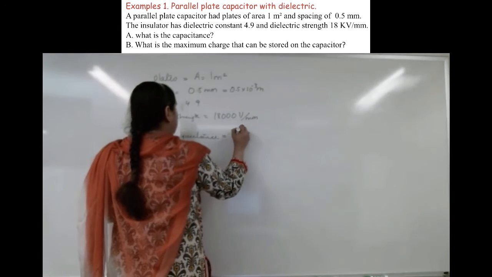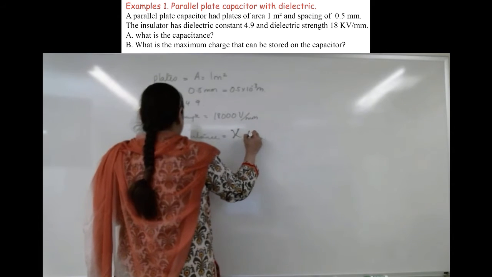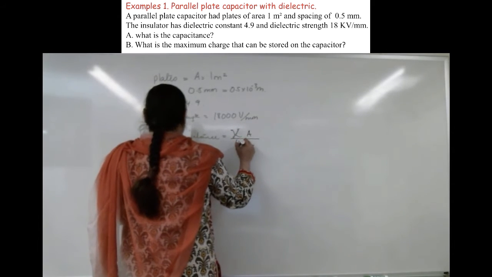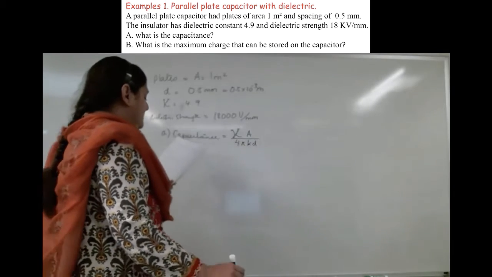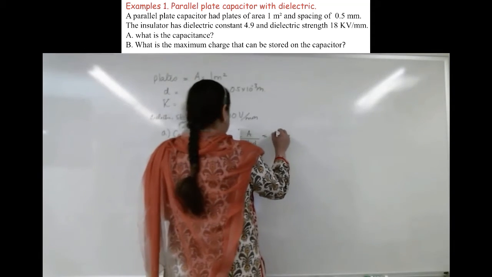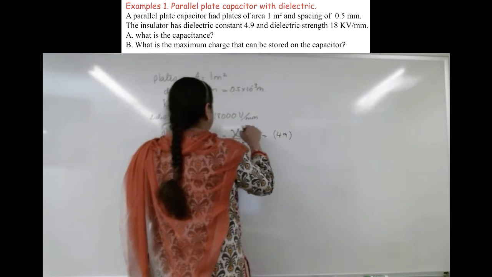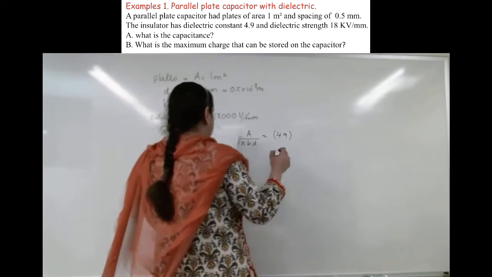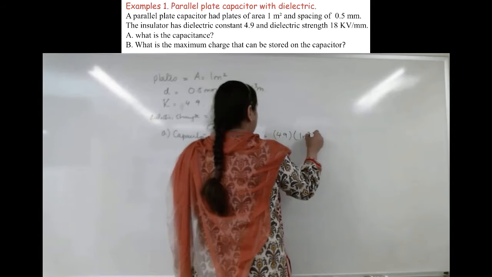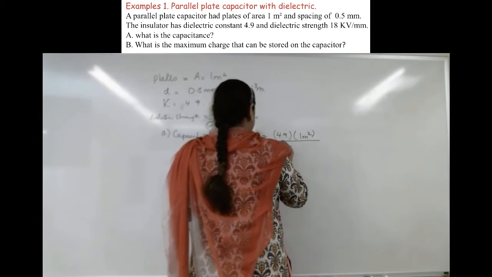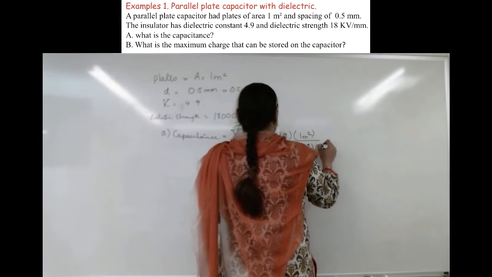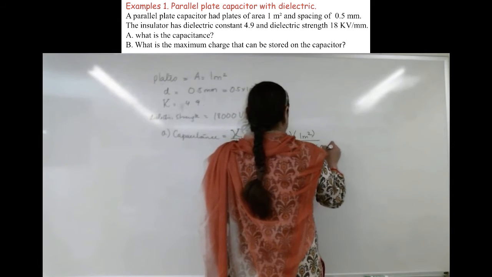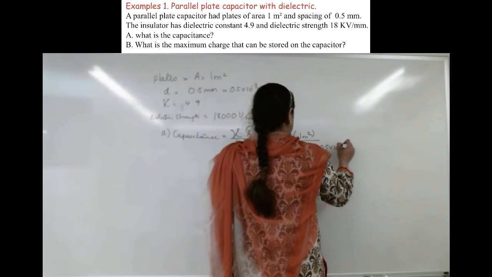Okay, so the capacitance is going to be K A divided by 4 pi k d. I know pretty much all the values for this one. So this is going to be 4.9. I got 4.9 from the value of K. Then the area is given as 1 meter squared, divided by 4 pi. The regular k value is 9 times 10 to the 9. And d is given as 0.5 times 10 to the minus 3 meters.